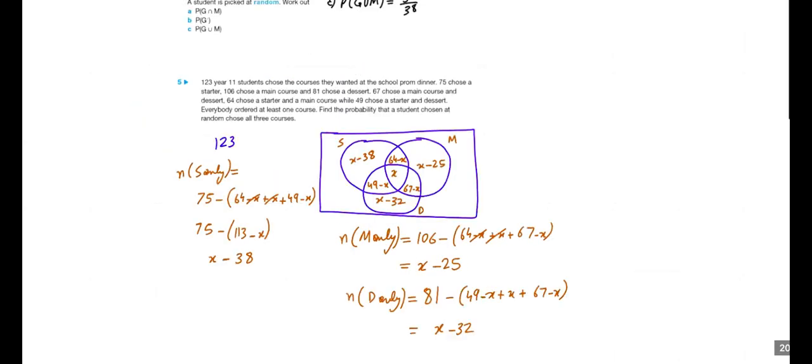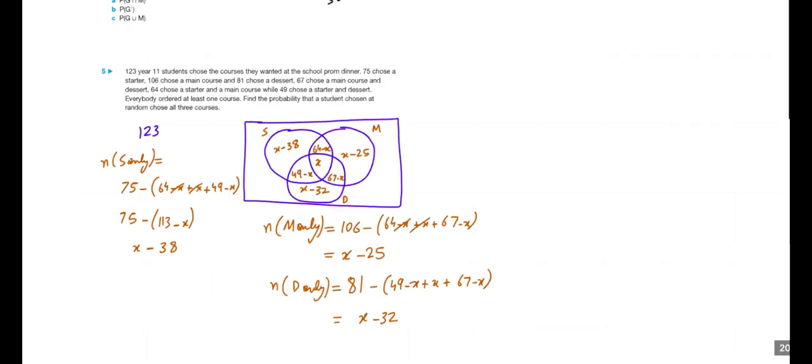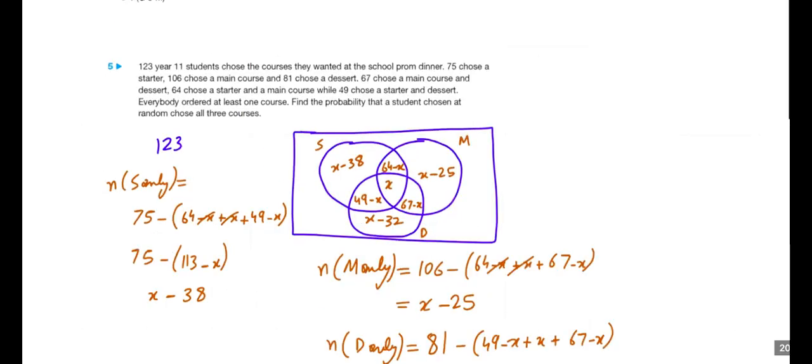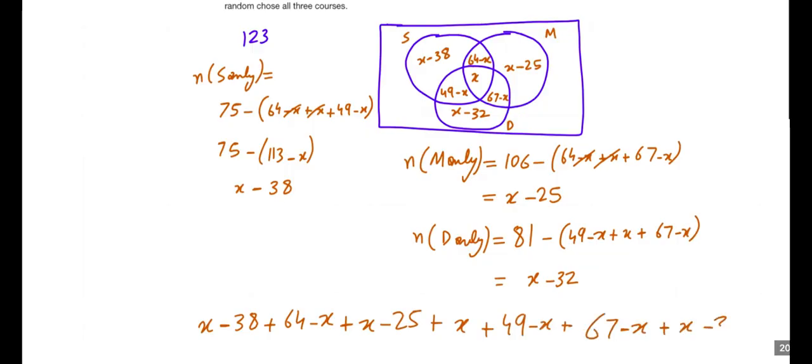However, there's one last thing that we haven't accounted for. We know the sum of all of this. It's 123. So all of this should add up to 123. So let's write down our final statement: if I add up everything, x minus 38 plus 64 minus x minus 25 plus x plus 49 minus x plus 67 minus x plus x minus 32, all of this should add up to 123.